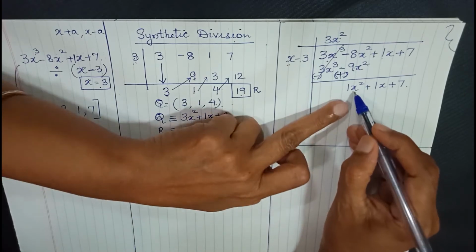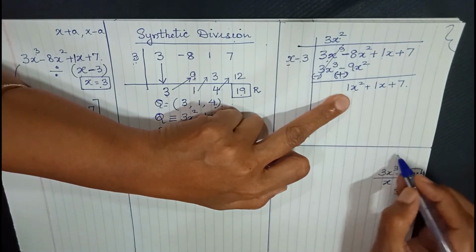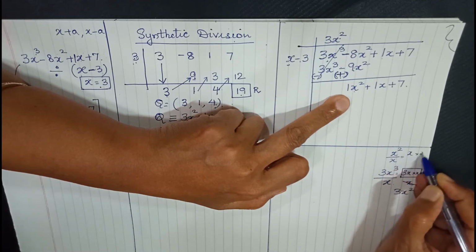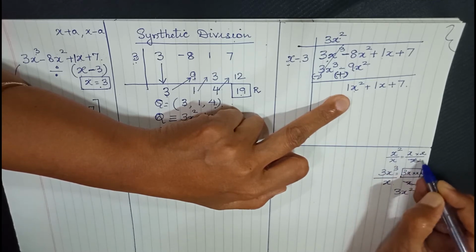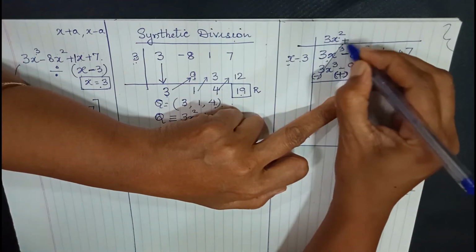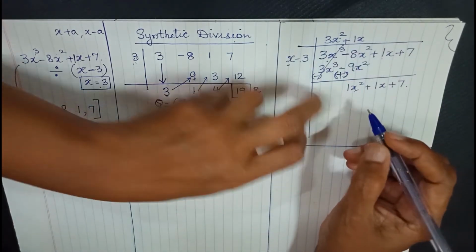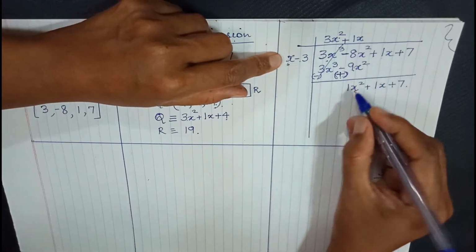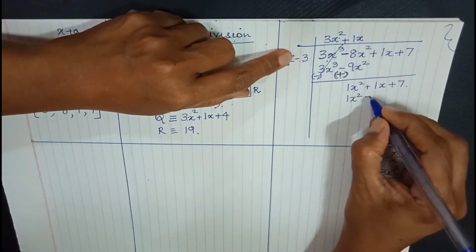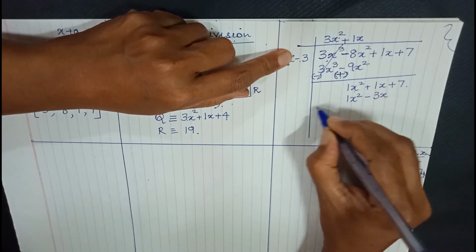Now next step. We want x square from x. So again we divide. You know x square can be written as x into x. So you see x gets cancelled. What remains is only 1x. So we get here 1x. Now x into 1x is 1x square, minus 3 into x is minus 3x.